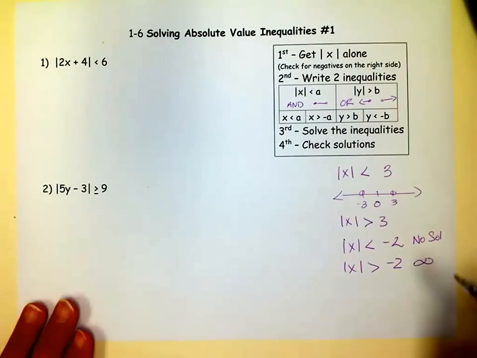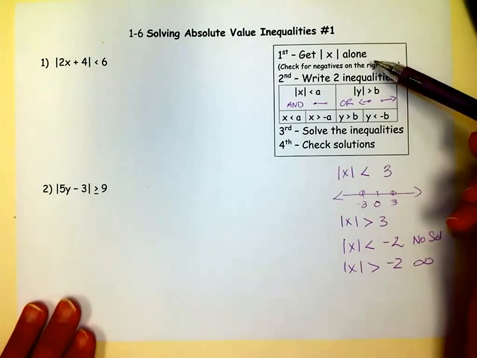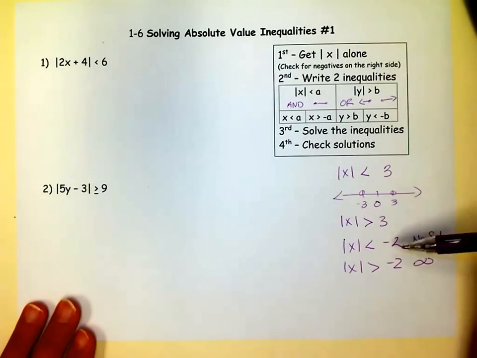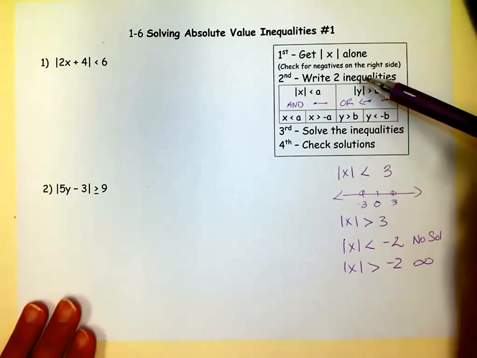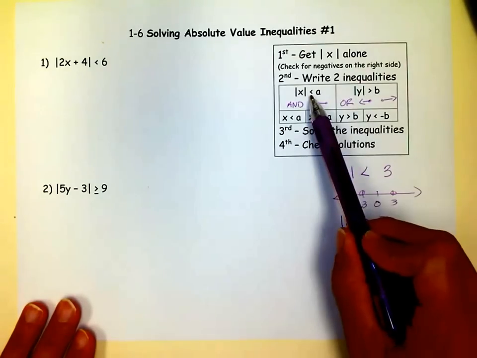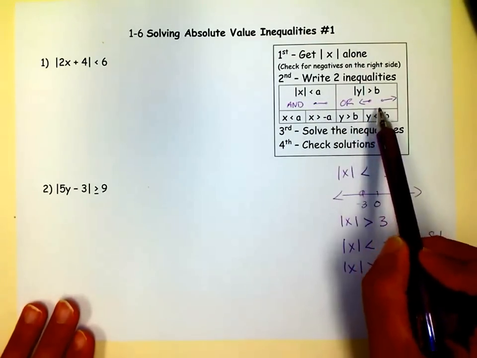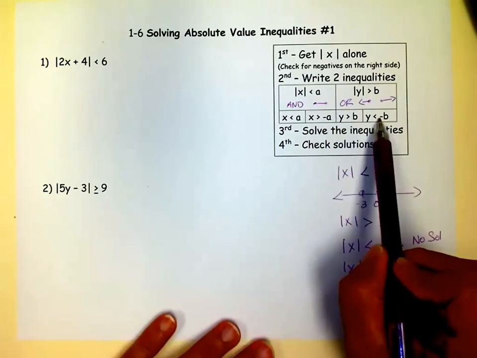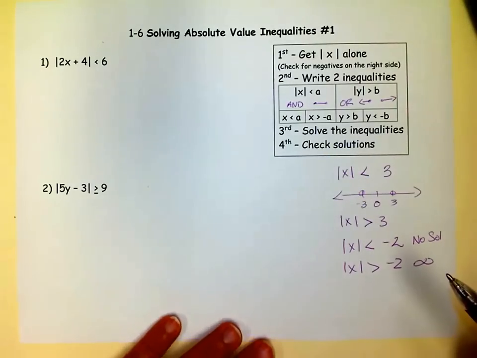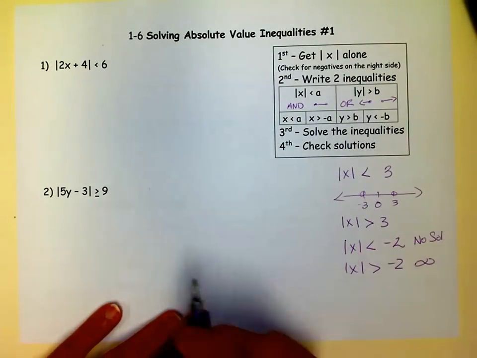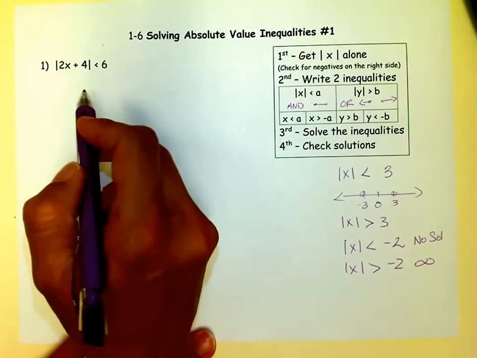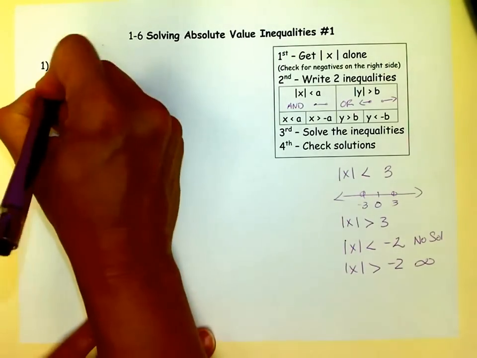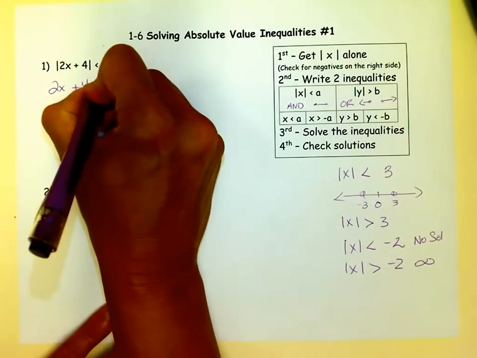So we're going to solve. Our first step, of course, is to get the absolute value alone, check for negatives on the right side in case it's one of those guys, and then write two inequalities. Remember, a less than is going to be an and, and a greater than is going to be an or. Then we write two inequalities and we do it like this for each one of those. And we solve and check. And of course, we're going to graph too. These are simple ones. The absolute value is already alone, so we're ready to write our two inequalities.